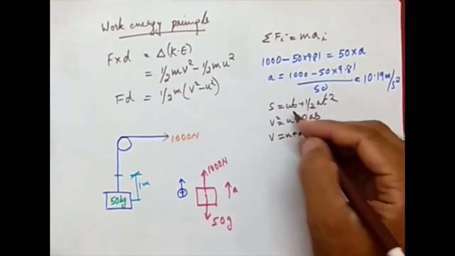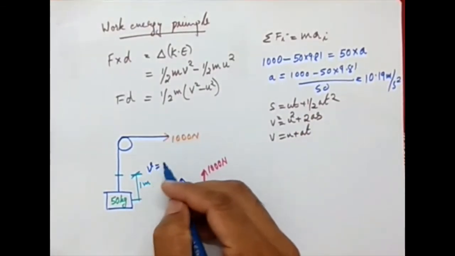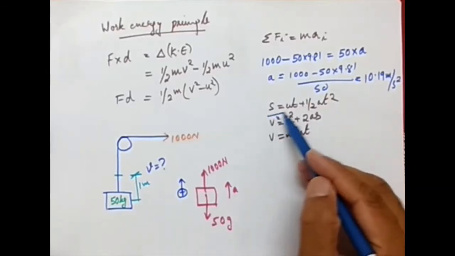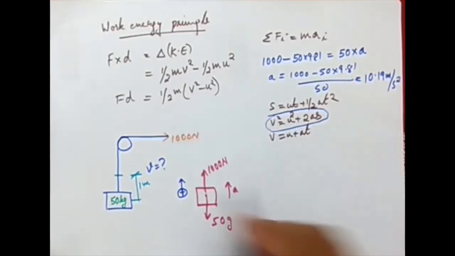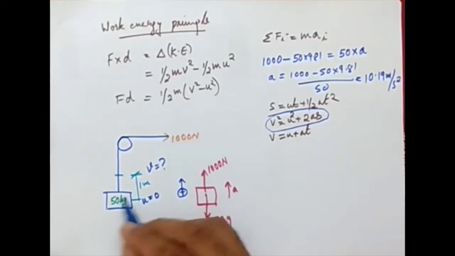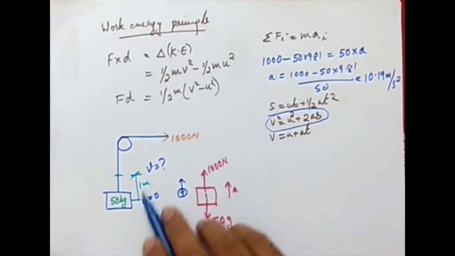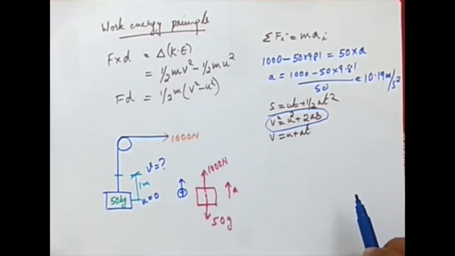What our need is, I want to calculate the v at this particular point. The best equation I can use here is v² = u² + 2as, because I know the value of u, which is 0 because the block is at rest, and the acceleration I already calculated. The distance traveled s is known, so using this equation I can calculate v².